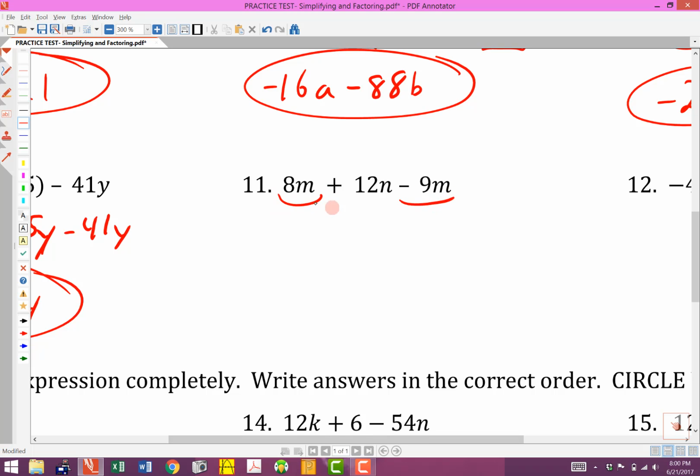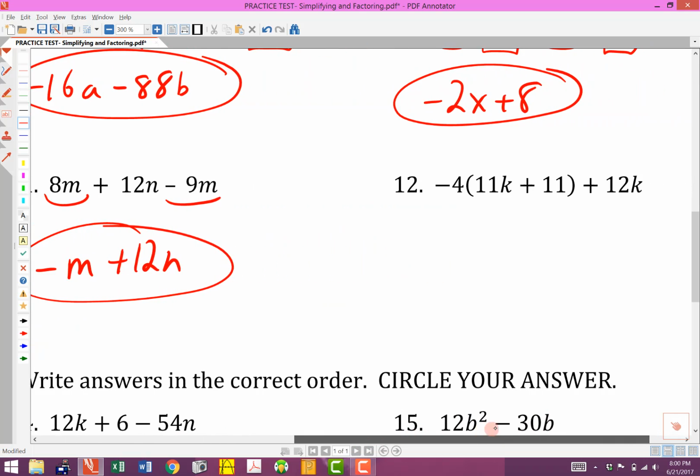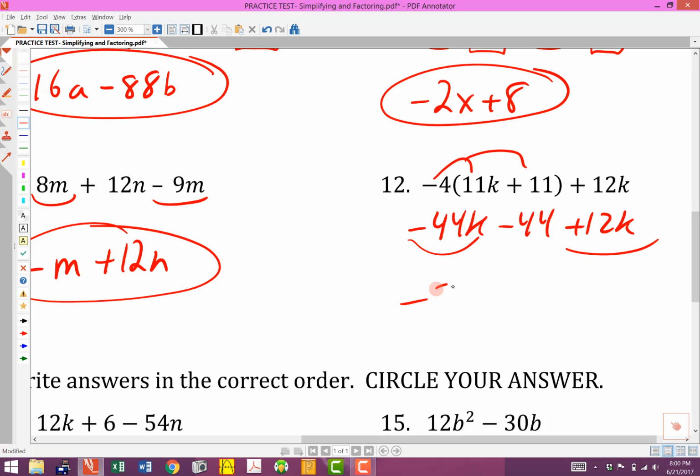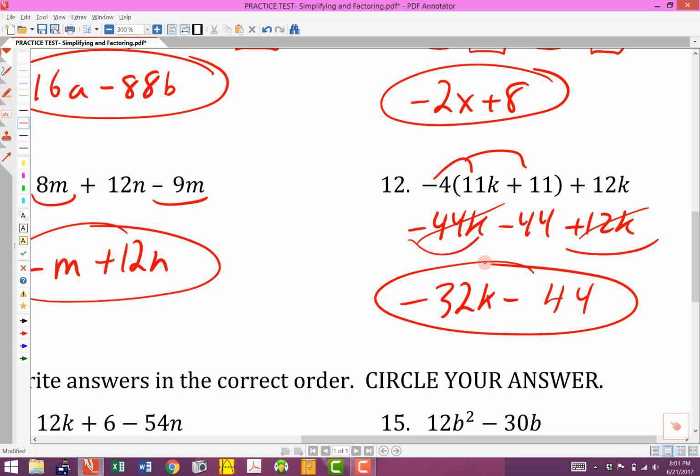This one's a little easier because we just have like terms there, so that's going to be negative m plus 12n. mn, yep, that's in alphabetical order, so we're in good shape there. And last one in this particular section, so we're going to distribute through, so negative 44k minus 44, and then plus 12k, like terms right here and here. So let's see, that's going to leave us with a negative 32k. Done with those guys, and then the constant on the end is just that 44. So I'm going to make that look just a tad better, but there's our answer right there.